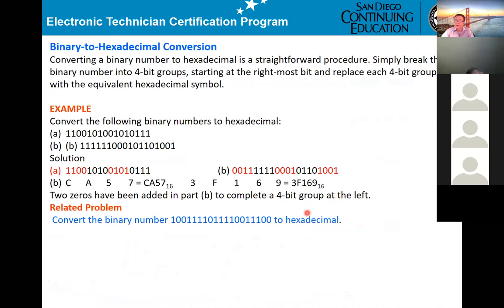Okay, binary to hexadecimal conversion. That's the easy one. They give you the binary and they want to convert it into hexadecimal. The thing is, that is what will be used in the computer. The computer really deals with only binary, 0 or 1. However, humans enter by using hexadecimal. So that's why we have to know how to convert it.